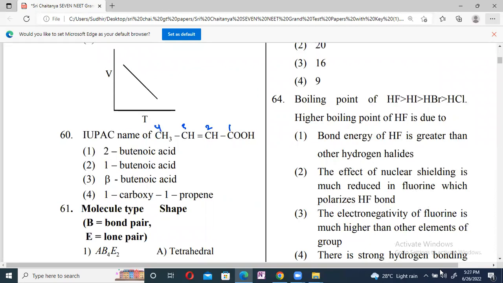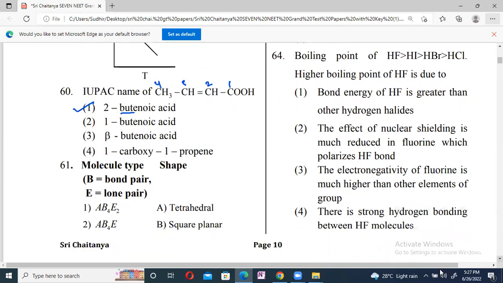As we have 4 carbons, we write BUT. Double bond present between 2 and 3, so 2-ENE, right? And then OIC acid. I think option 1, yes, the IUPAC name 2-butenoic acid is the correct name of this compound. Then question number 61.